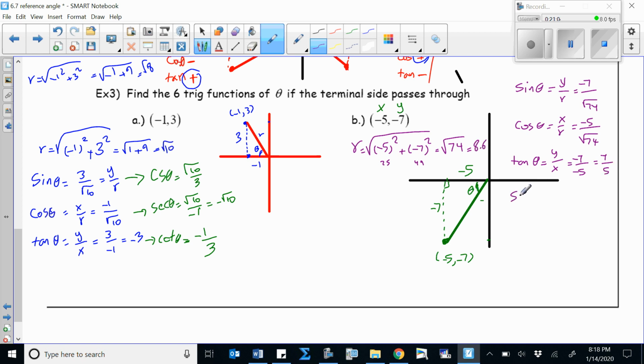Then cosecant of theta, that's the reciprocal of sine, so that will be radical 74 over -7. Then secant of theta, the reciprocal of cosine, which will be radical 74 over -5. And then cotangent of theta will be the reciprocal of tangent, which is 5 over 7.